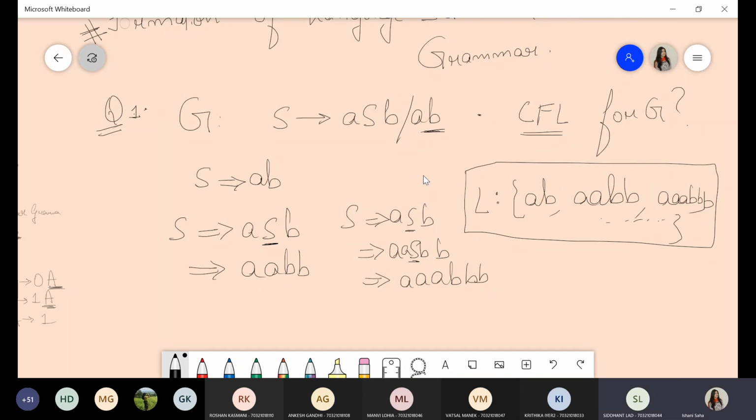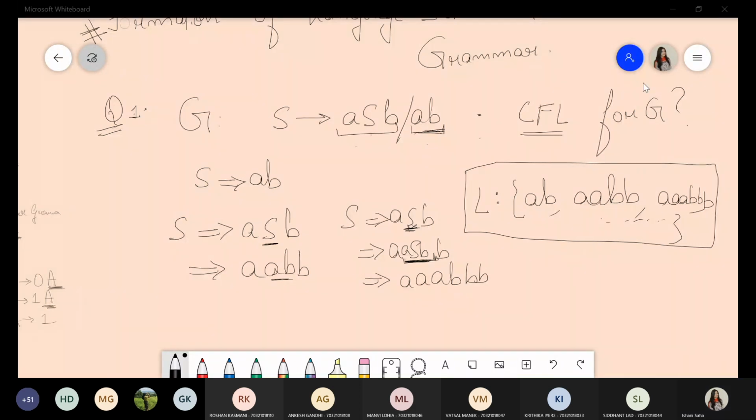Ma'am, how did ASB become AASBB? This part you are saying? Yes, ma'am. I just replaced the S with the first production ASB, instead of the second production which is directly AB, which I did here. This time I have replaced it with ASB, the first production. I can keep on replacing this S with any of the productions, right? Both are S productions. Agreed? Is it clear? Yes, ma'am. Okay.